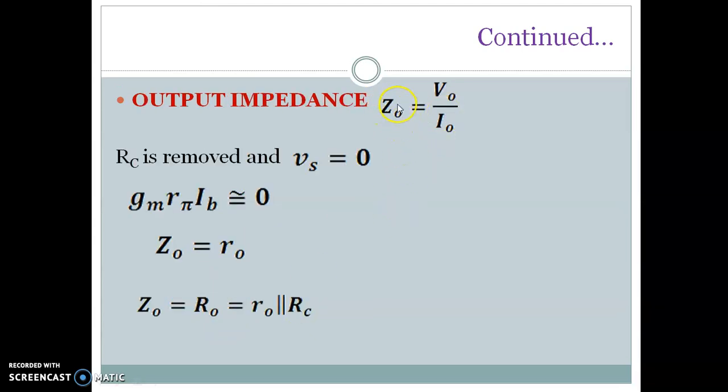Next, to compute your output impedance, we make the source signal 0, then RC is removed. When Vs is made 0, Is is equal to 0, then Gm R pi Ib is approximately 0. So therefore Z0 will be equal to R0, because RC will act as a load, so we remove the load. If we include the load, then Z0 will be equal to R0 parallel RC. This R0 is because of the early effect, and it is of a very large value compared to the biasing resistance. So your output impedance Z0 will be equal to R0.